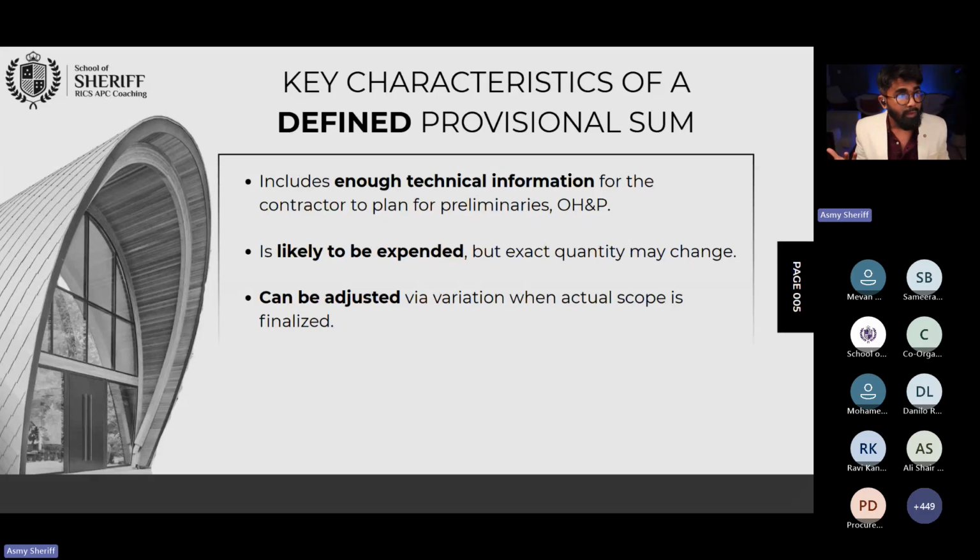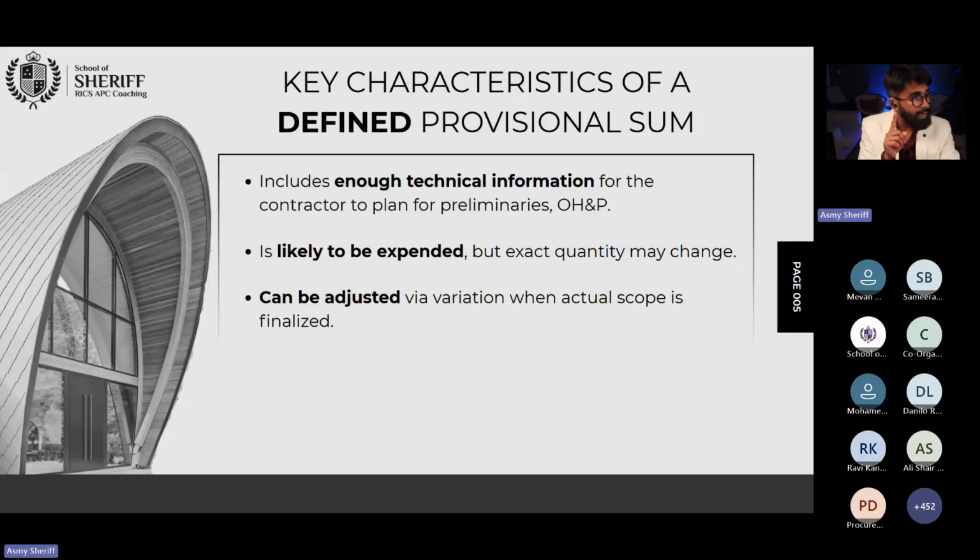So to avoid that, most of the time the client will give you a defined provisional sum only if he is almost 80-90% sure that he will execute that work. Then only will he make it a defined provisional sum and ask the contractor to consider a program and preliminaries. For example, as I said earlier, the crushing of the stone: the client made it a defined provisional sum. The client instructed, and the contractor did that.